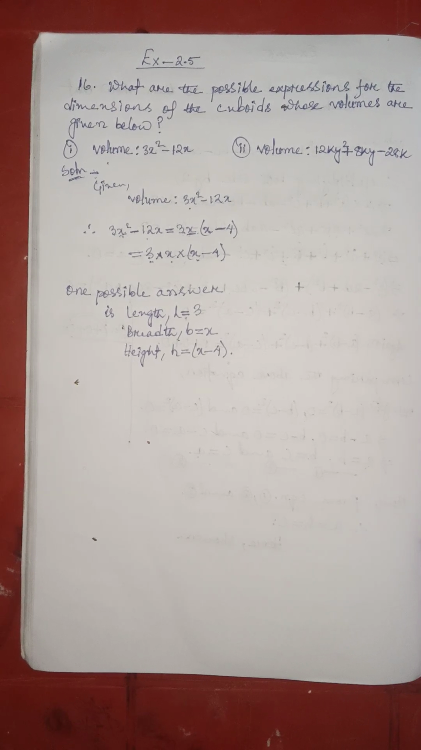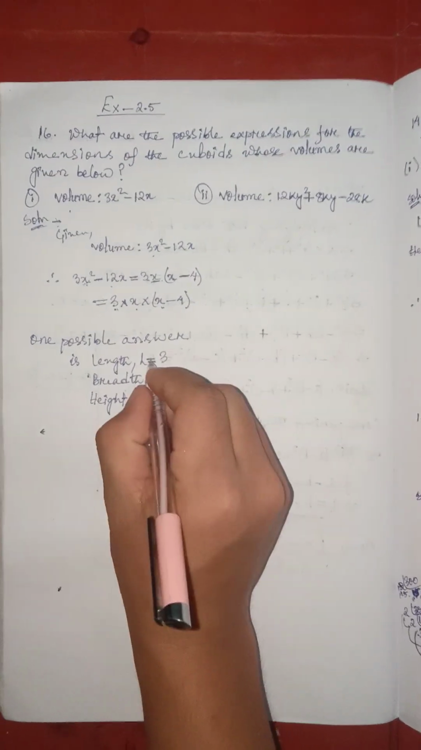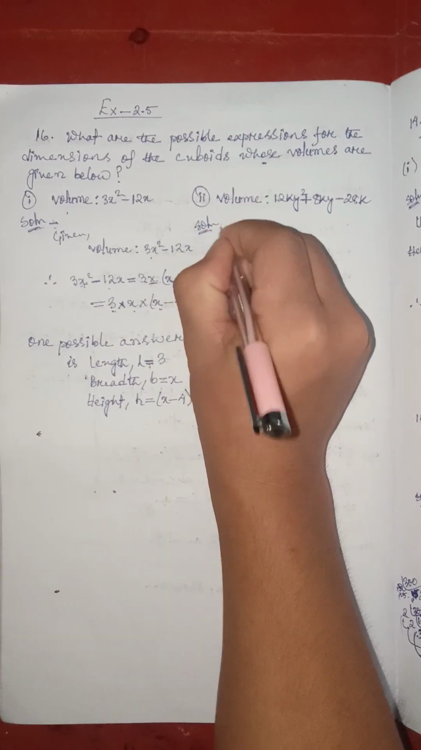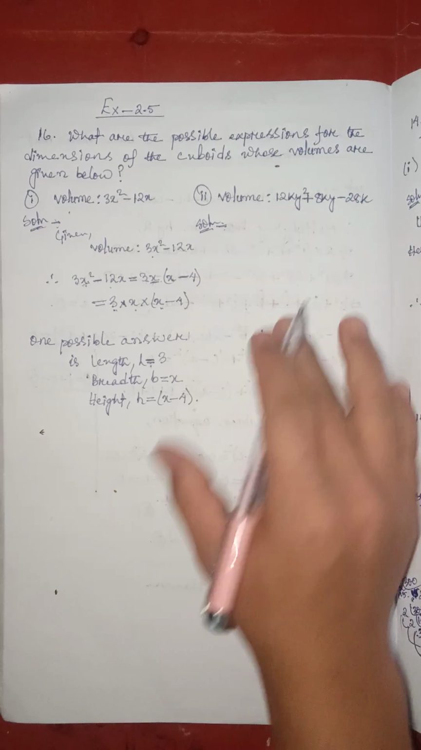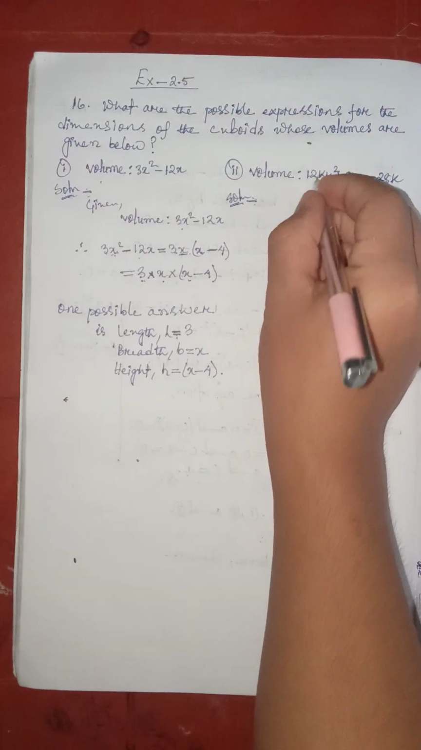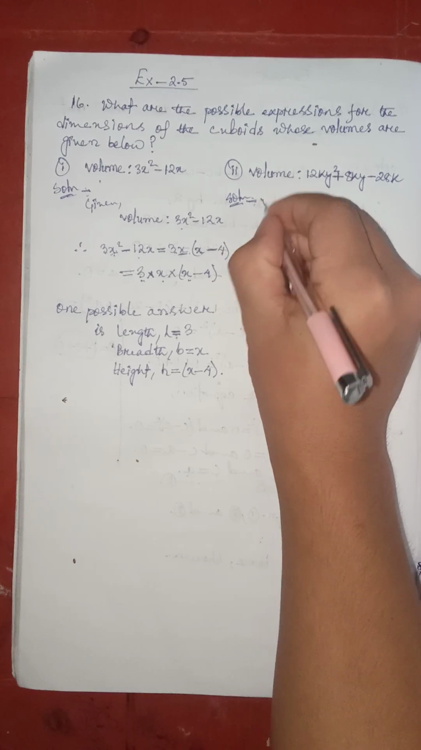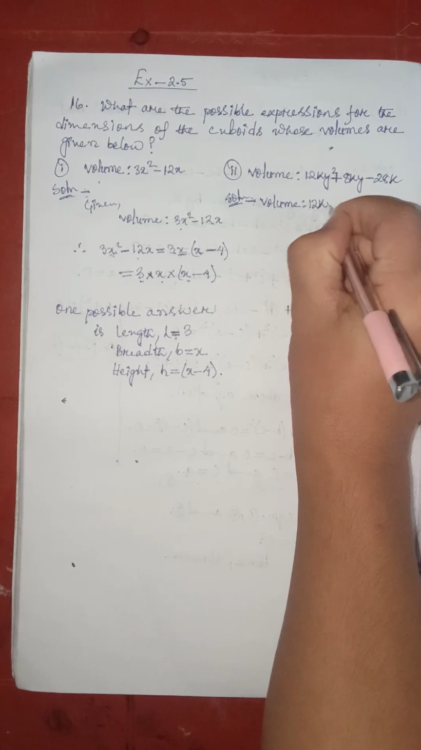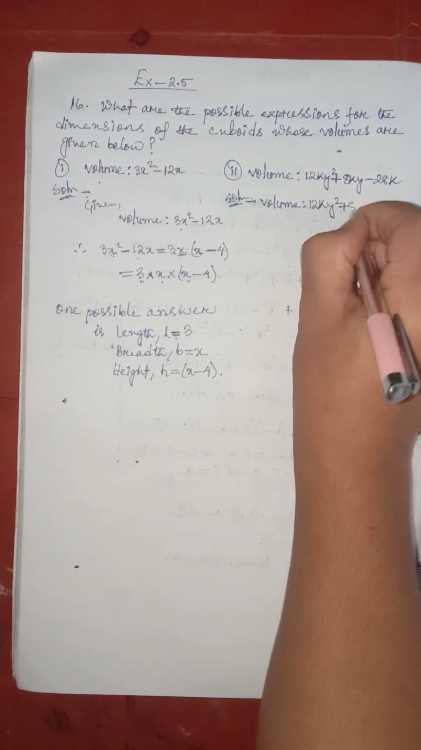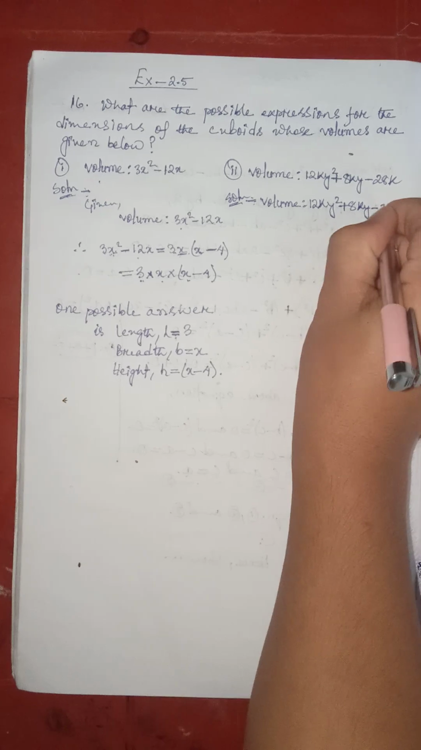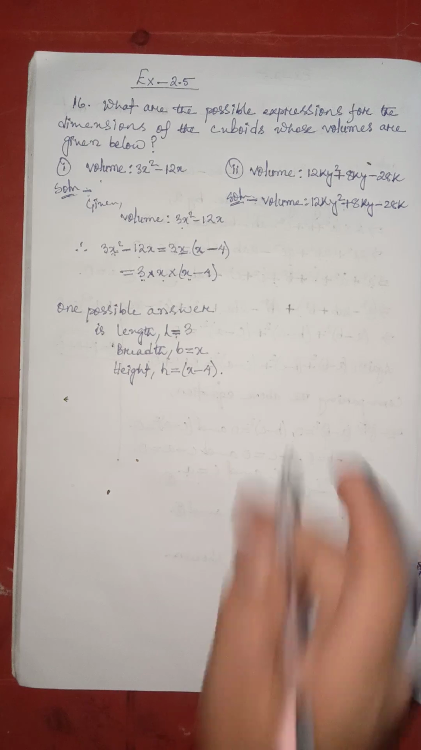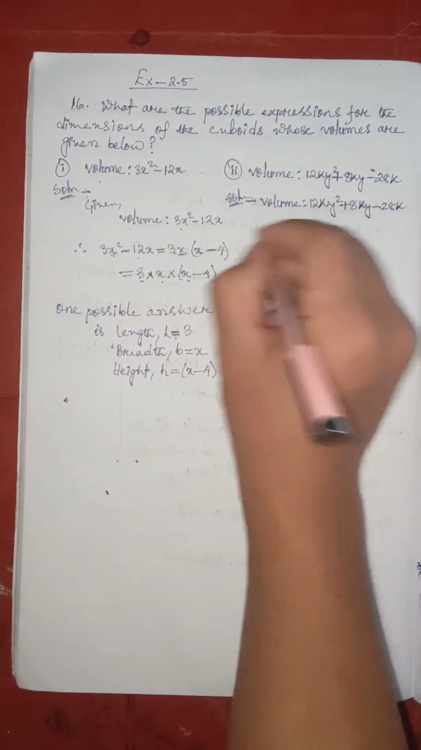Then let us move to Roman number 2. First, let us write the solution. And here, what is this? We have this volume. Let us write it the same as we did in Roman number 1. It is 12ky squared plus 8ky minus 28k. Clear? Then let us take this one.